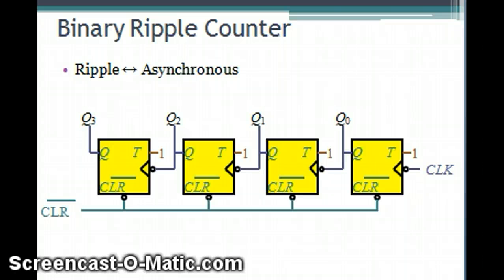This is the circuit of a binary ripple counter. As you see here, there are 4 T flip-flops which are used to construct this circuit. The first flip-flop receives the external clock. Every other flip-flop receives the Q output of a previous flip-flop as the clock input.